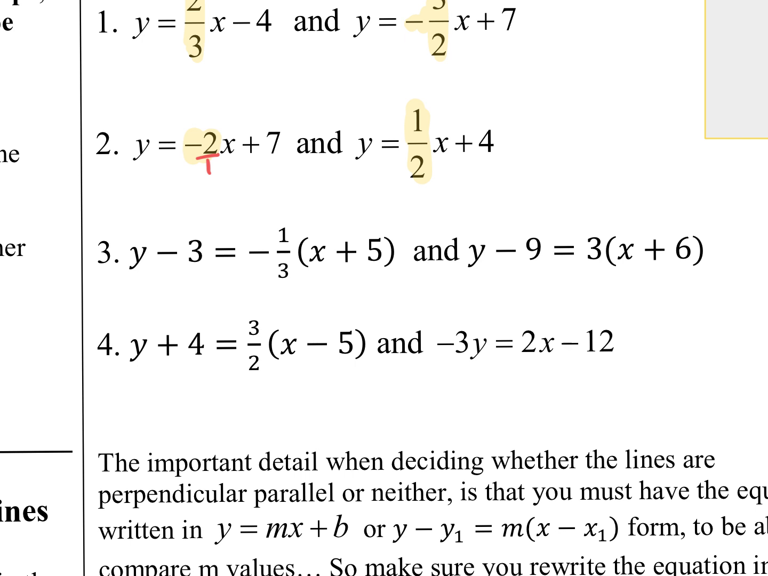Turn to somebody and tell them, perpendicular lines have opposite reciprocal slopes. Go. Okay, and also explain to them what the heck opposite reciprocal means. It means that you change the sign and flip the fraction.